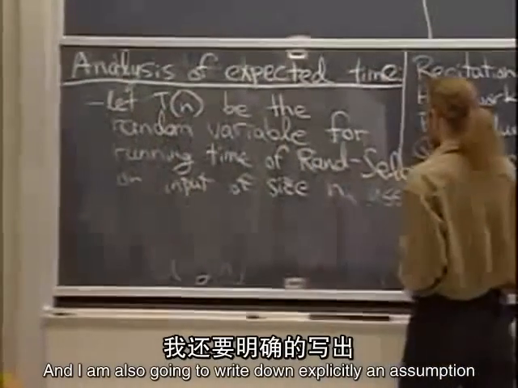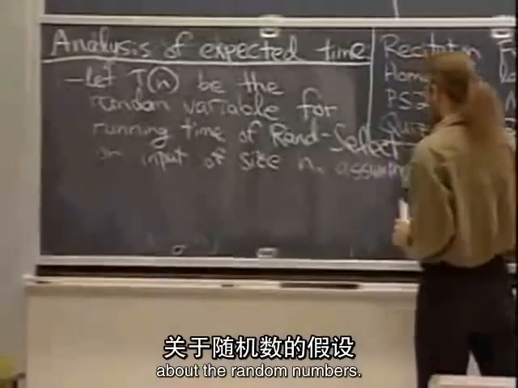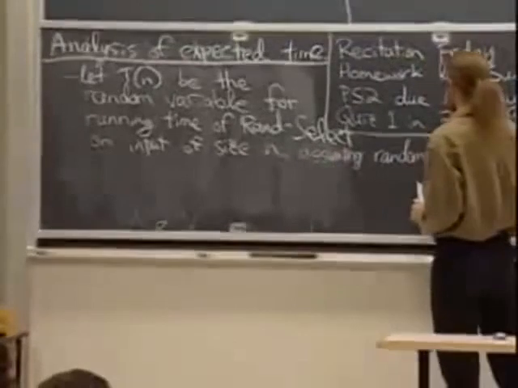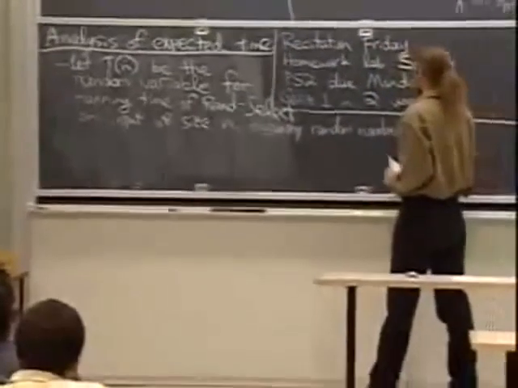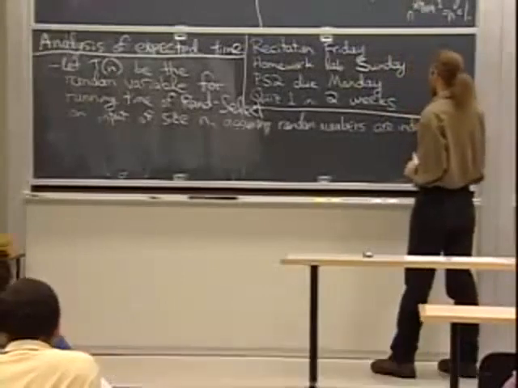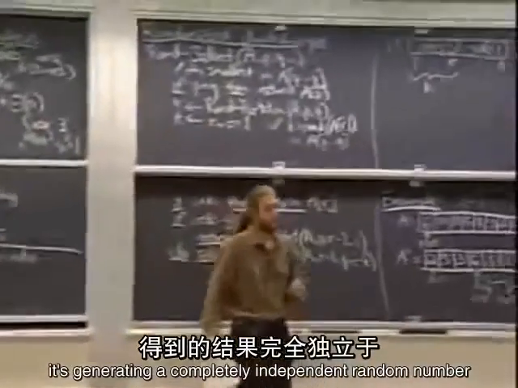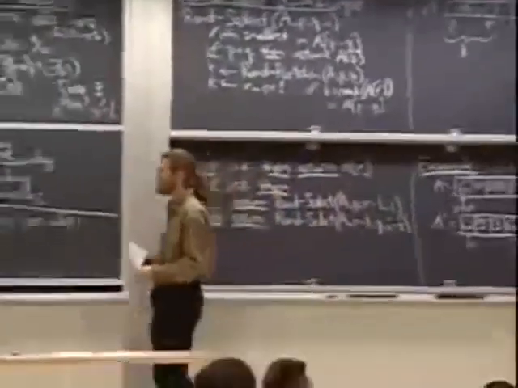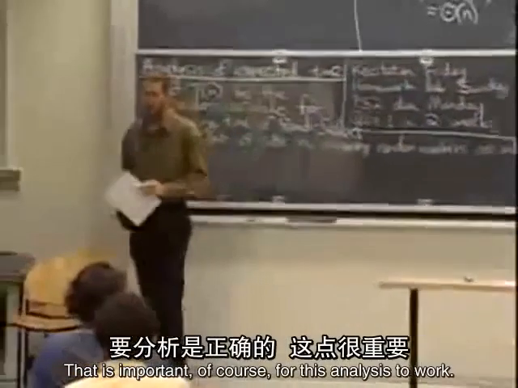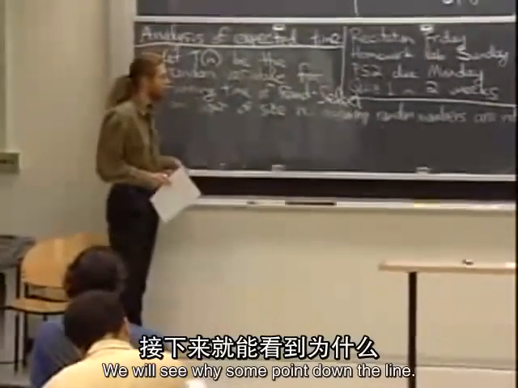I'm also going to write down explicitly an assumption about the random numbers. That they should be chosen independently from each other. So every time I call random partition, it's generating a completely independent random number from all the other times I call random partition. That's important, of course, for this analysis to work. We'll see why at some point down the line.